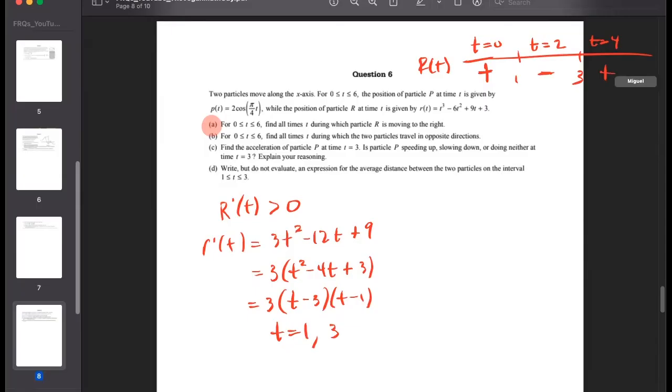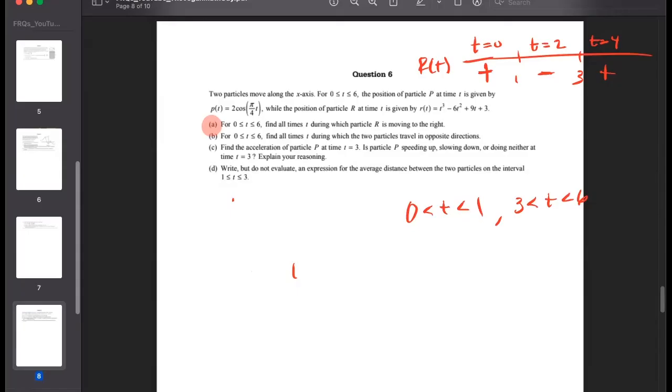Now for part A, when is the particle moving to the right? It is moving between 0 and 1. And the reason why I did 0 and 1 is because in the very beginning they talk about this is only defined from 0 to 6. So between 0 and 1, and we're going to say between 3 and 6. That is part A. I'm going to erase this.